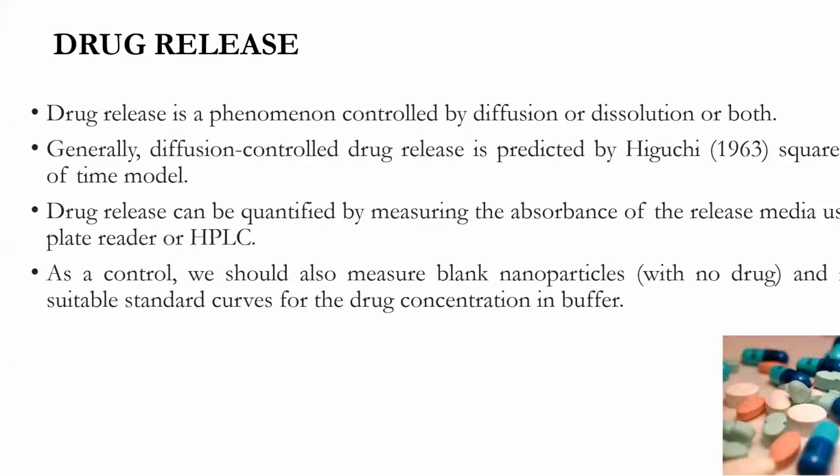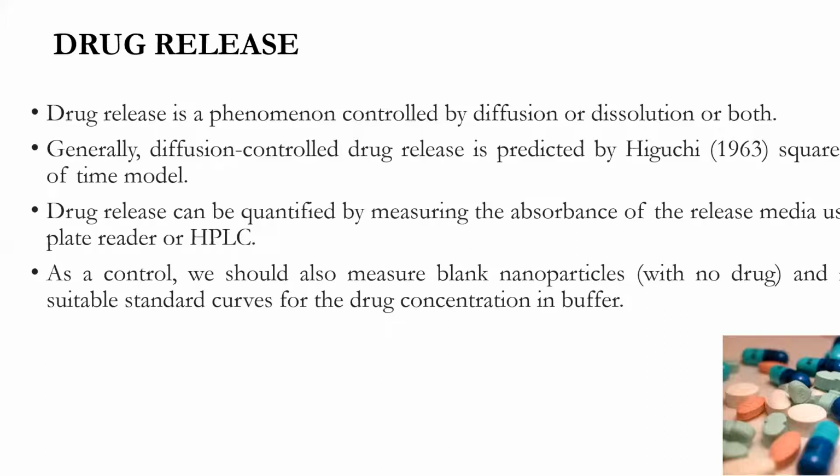So now drug release. It is a phenomenon controlled by diffusion or dissolution. Sometimes it is by both. Diffusion controlled drug release was predicted by Higuchi in 1963, and there he made the Higuchi square root of time model. So manually we need to follow this type of square root model exactly.